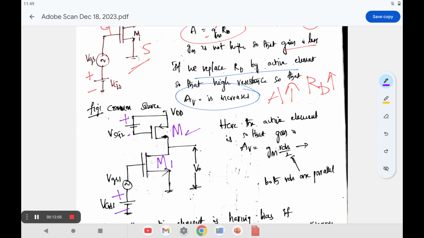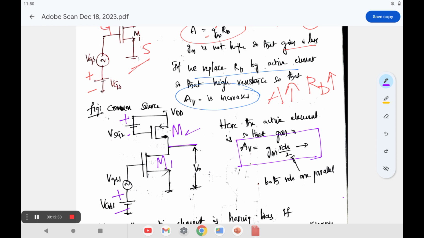Up to now it is very clear, right? So here, the gain of the corresponding circuit, AV, depends on GM into RDS by 2. GM into RDS by 2.